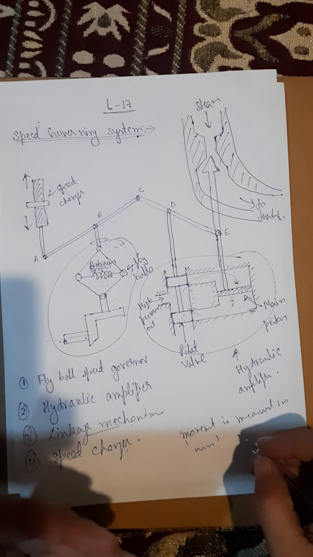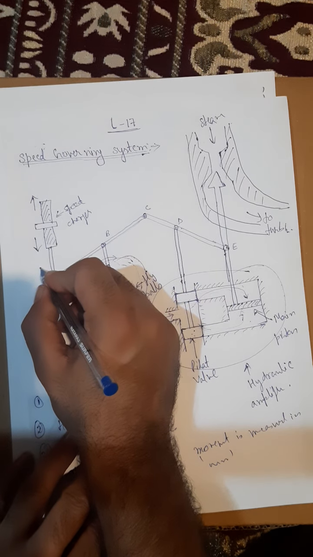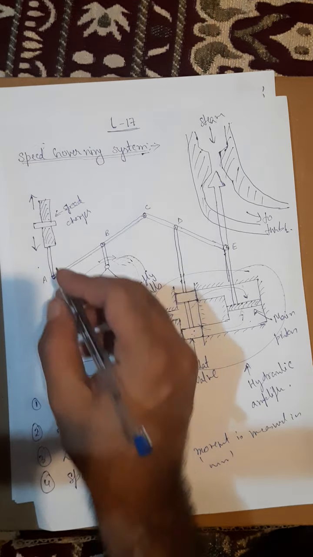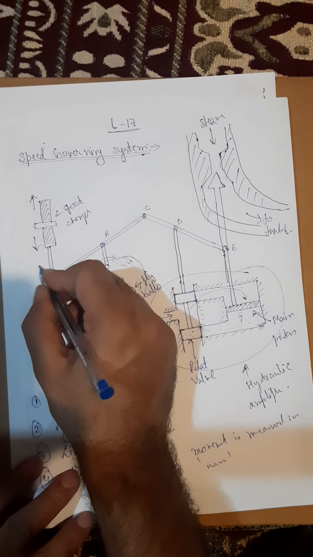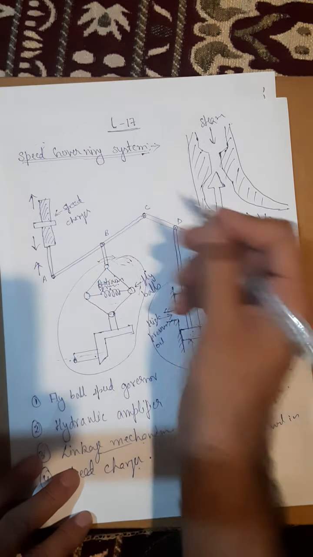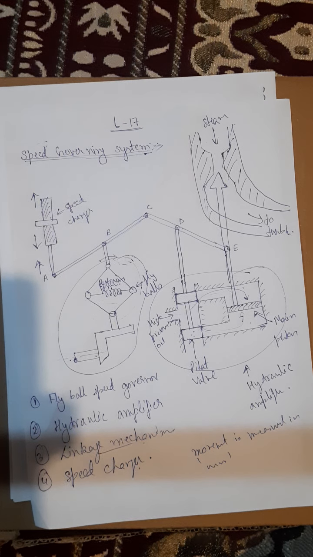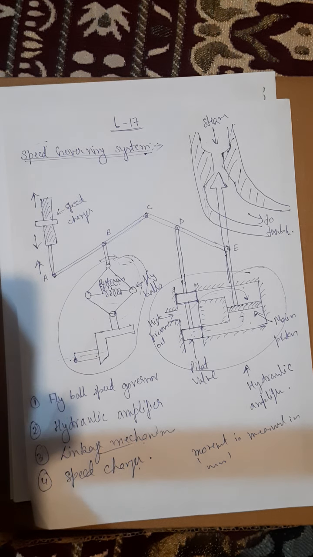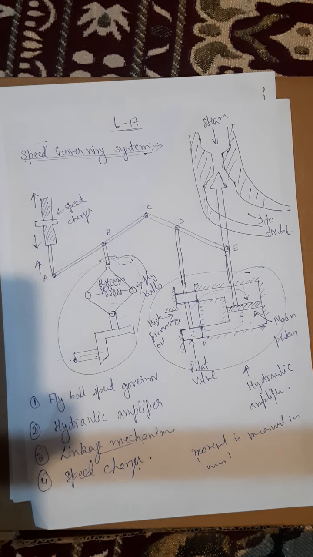Suppose we are taking movements upwards or downwards. We are saying that upward movements are taken as negative, and downward movements are taken as positive.